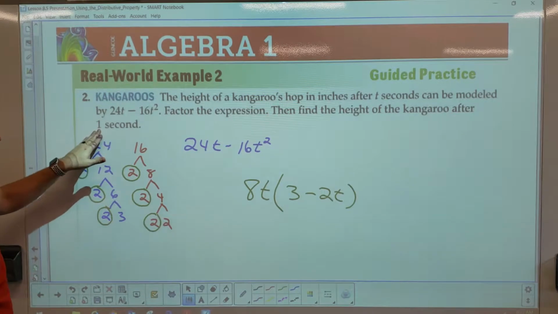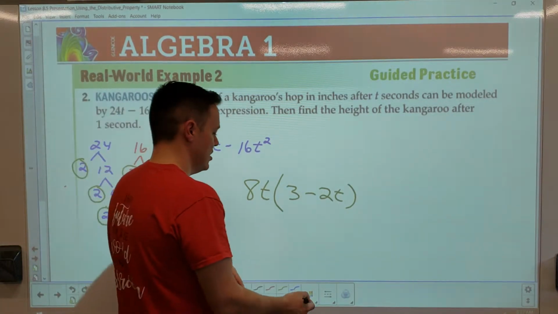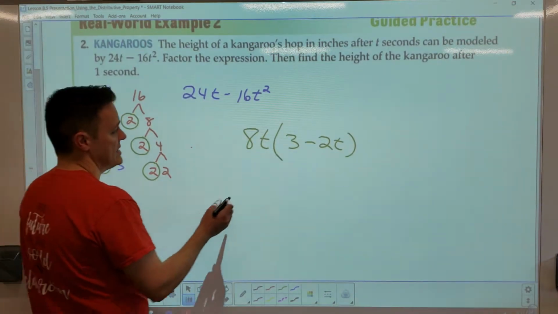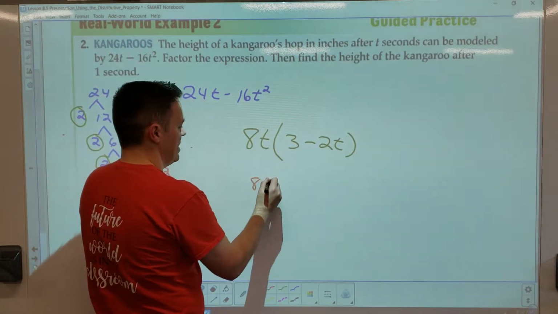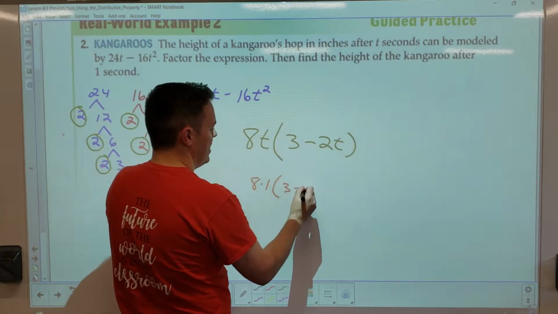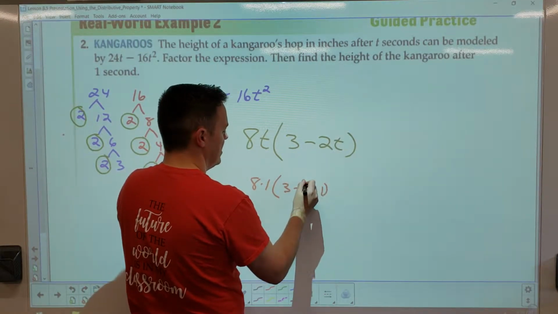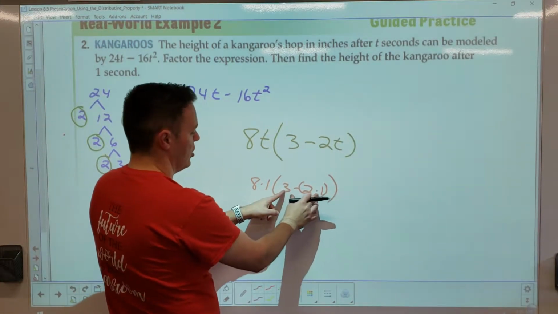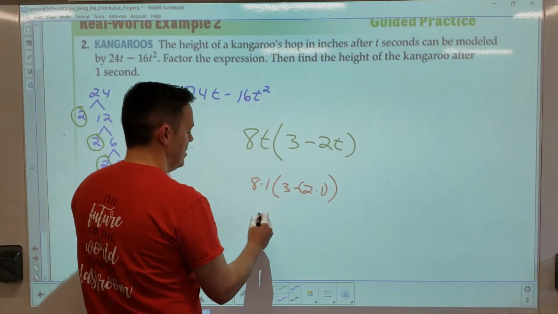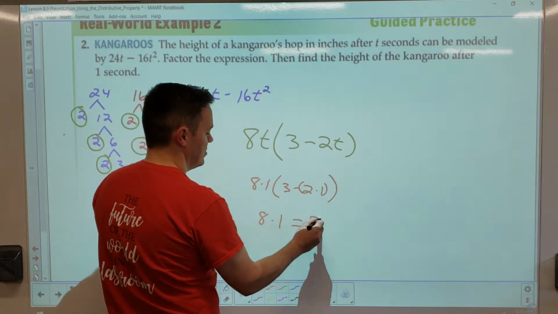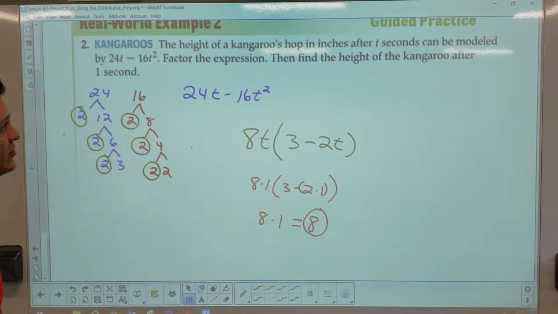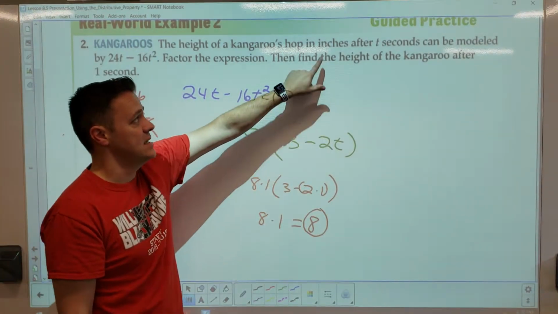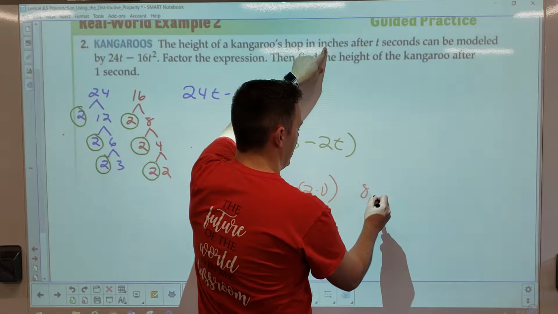What you would do is you want to know the height after 1 second. Okay, so here's my equation, that's the answer. If I want to know after 1 second, I would just put 8 times 1, and then 3 minus 2 times 1, like this, right? A little tiny bracket. And so this would be 3 minus 2, which is 1. 8 times 1 equals 8. So the answer to this is after 1 second, a kangaroo would be 8 inches off the ground.